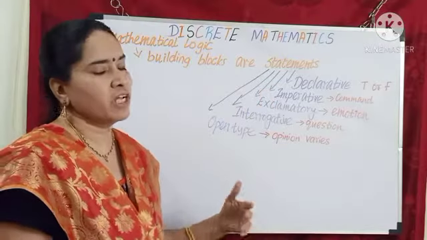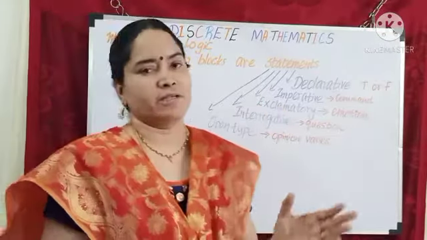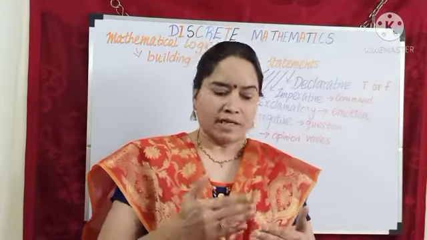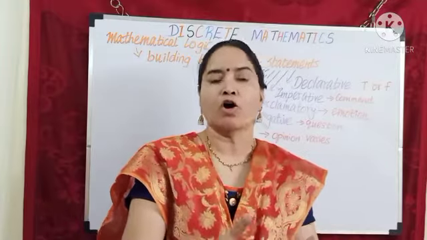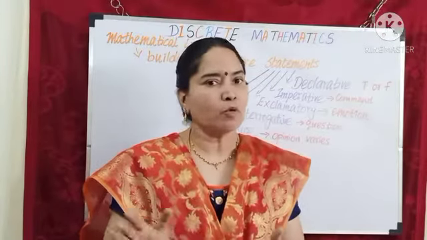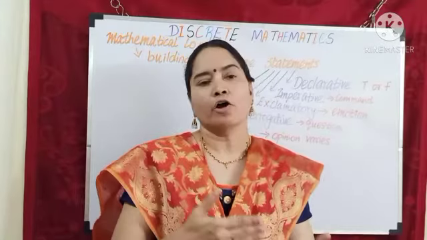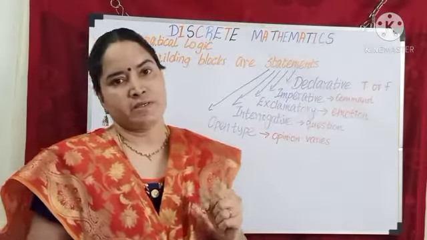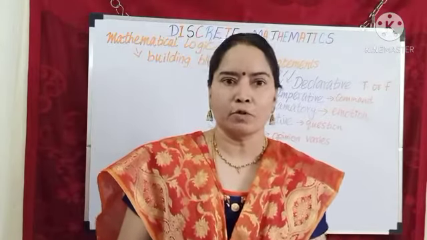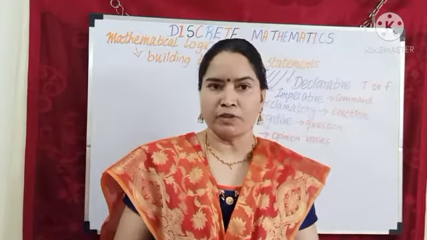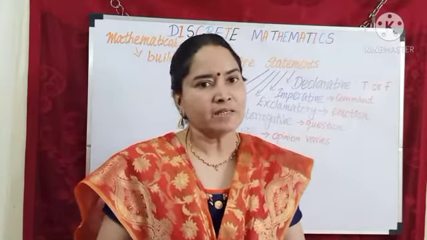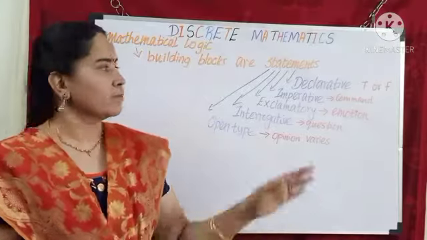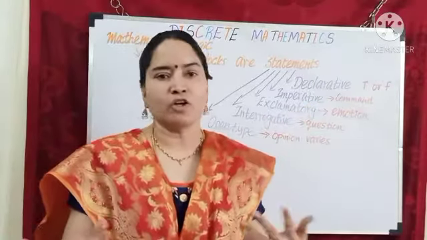What are the types of statements that we already know? Declarative. Declarative statements can have a true value or a false value, but we cannot say both for them. Either true or false. Second, imperative. Suppose I tell you, go bring a book or get me a cup of coffee. These are commands, for which I cannot say true or false.